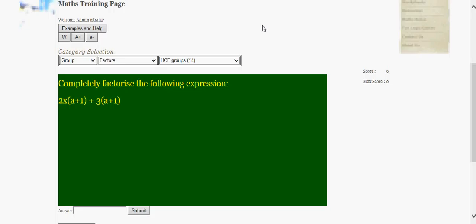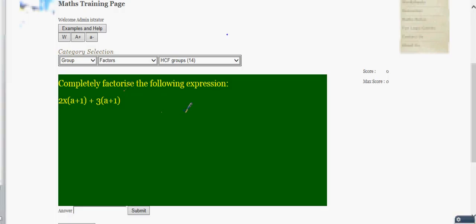Okay, now in this section, you've been introduced to factorising an expression which contains some kind of a group. So in this one, we've got a group a plus 1 here and a plus 1 here. So we've got a group a plus 1, which is common to this term and to this term. So in order to do this question, I'm going to do a little bit of cheating.